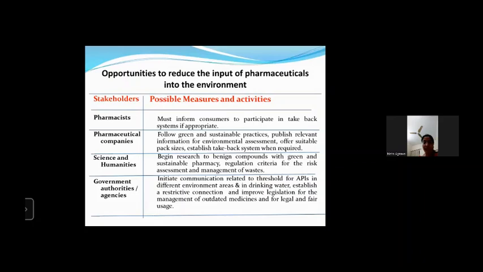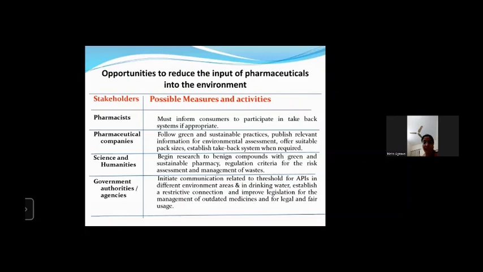I believe that we always say that prevention is better than cure. So why shouldn't we start thinking at our level about reducing the release of pharmaceuticals into the environment through rational use? We can divide the responsibilities under different heads. For example, the first responsibility comes out to be a pharmacist's.